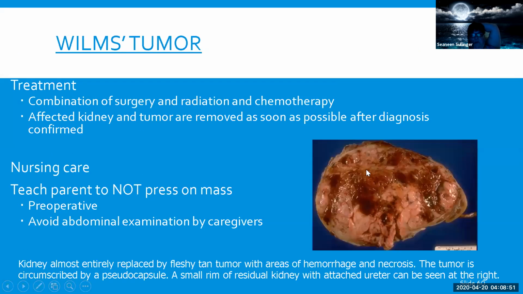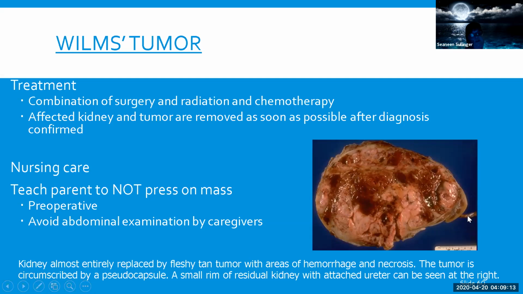This is an actual picture of a Wilms tumor. Right here is a little part of what's left of the kidney, and that's the ureter over there. This is the tumor, and it's got a little pseudocapsule around it. You can see the kidney and the ureter there.